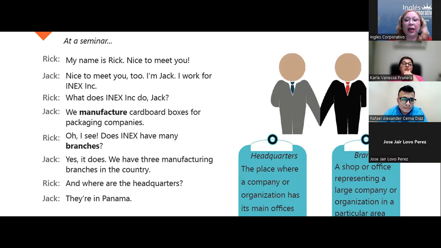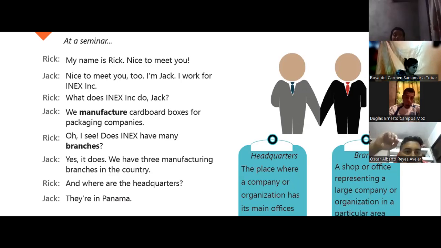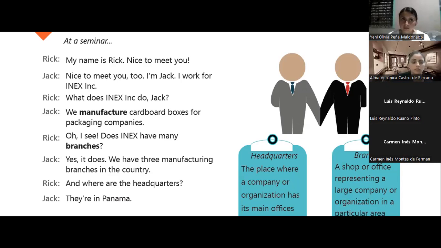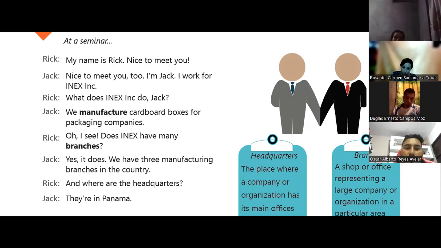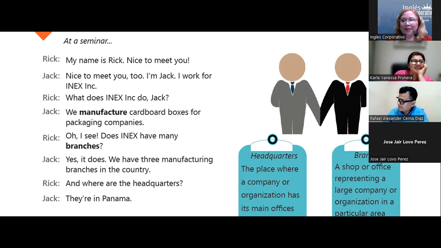Do you have any vocabulary question here? Teacher, branches, es marca? No, branches are the stores or, in Spanish it will be sucursales, right? Ah, por eso. Ahora entiendo qué significa branches. Oh, okay. Yeah, branches. Mm-hmm.